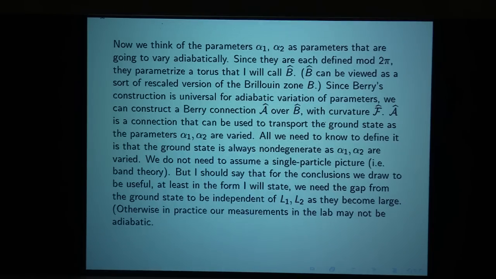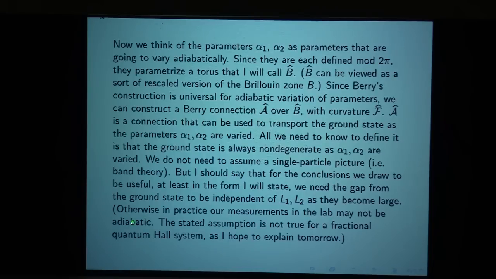Otherwise, in practice, our measurements in the lab may not be adiabatic. When we measure conductivity, Hall conductivity or otherwise, we go to extremely low frequencies compared to ordinary microscopic constants. But in a situation where the gap is vanishing when L1 and L2 are large, a practical experiment might not be in the adiabatic region. So the assumption I made here is not true for a fractional quantum Hall system, as we'll discuss tomorrow. So the assumption we make is that the gap to the ground state has a thermodynamic limit.